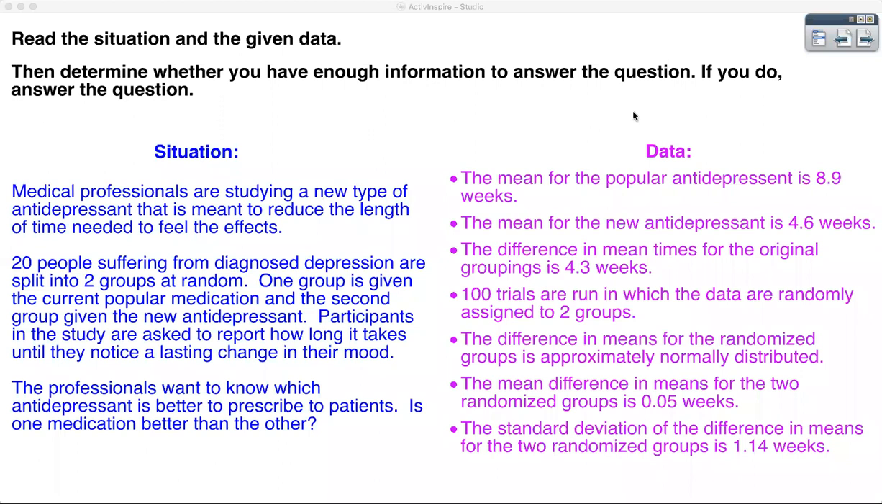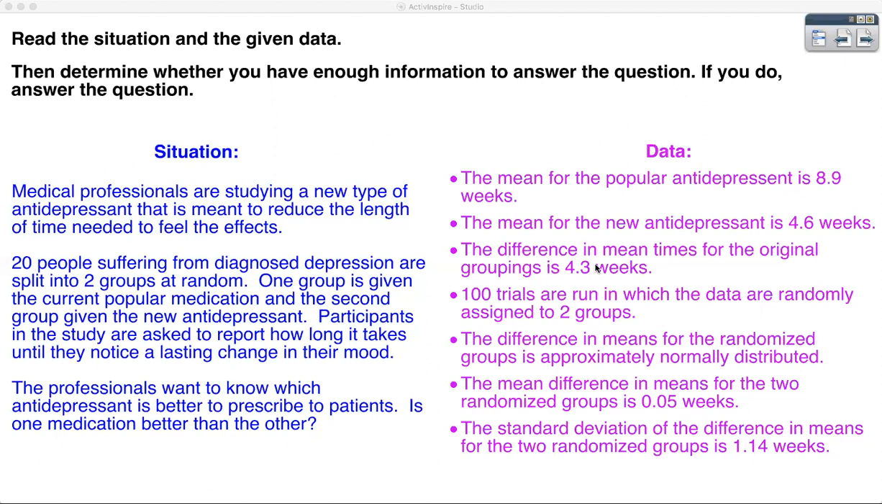All right, so good news for this one. We do have enough evidence. We definitely have enough evidence to determine that one antidepressant is better than the other. Now, how do we know that? Well, using a normal distribution with a mean of 0.05 and a standard deviation of 1.14 weeks, only 0.02% of results would have differences that are more extreme than the 4.3-week difference in means from this original groupings.